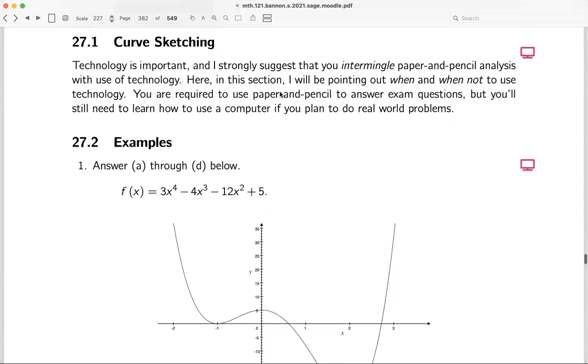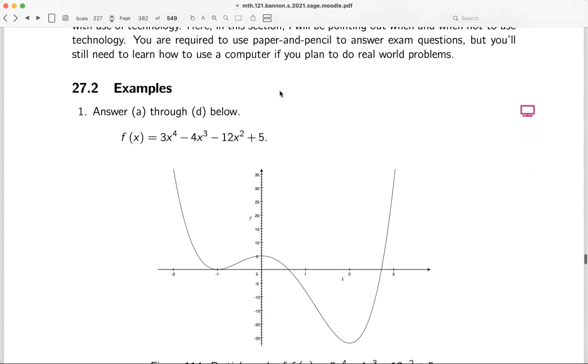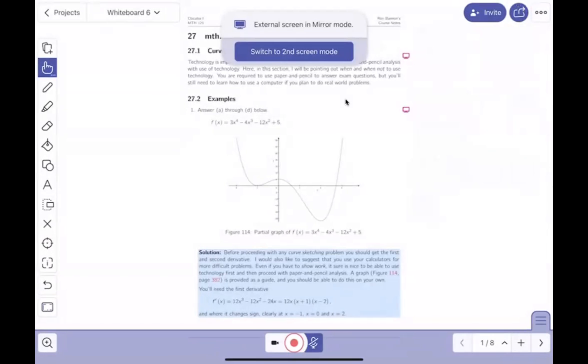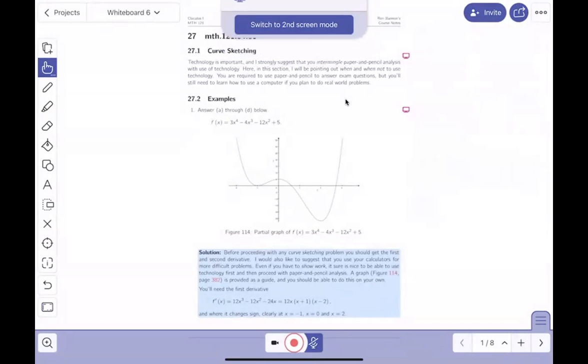All right, we're in section 27 of the notes, and we're going to go to the whiteboard and do the examples now. All right, so give me a second to go to the whiteboard. And one question at a time. And certainly they say answer questions A through D below for that given graph.